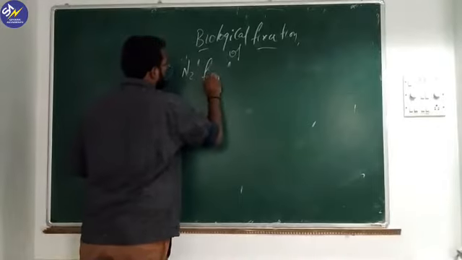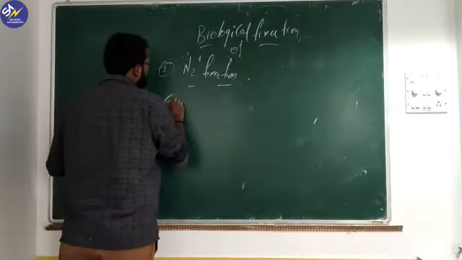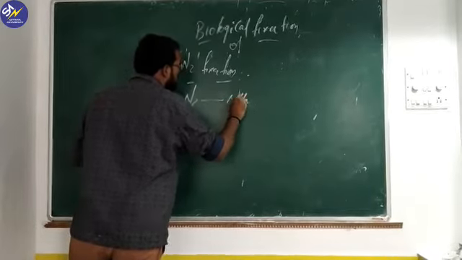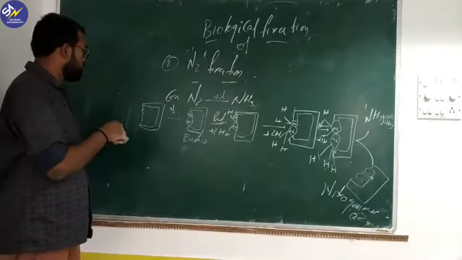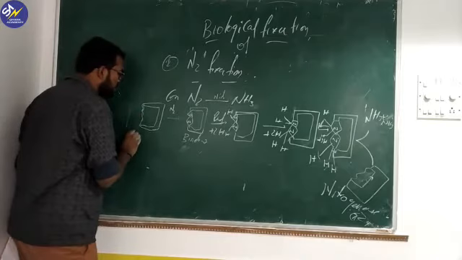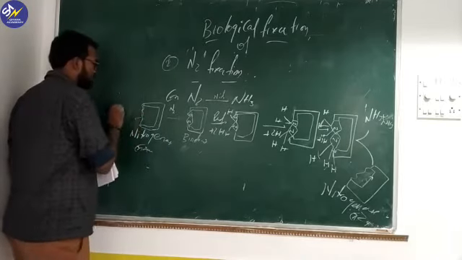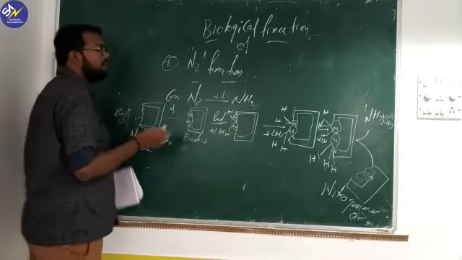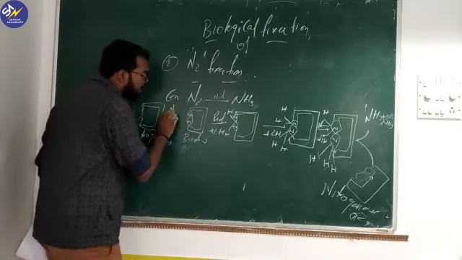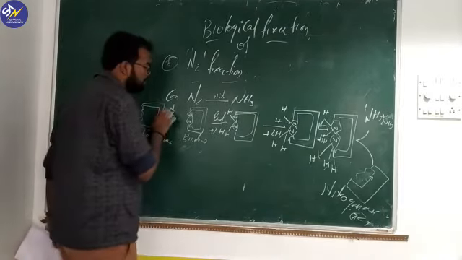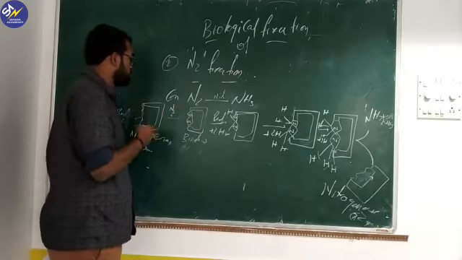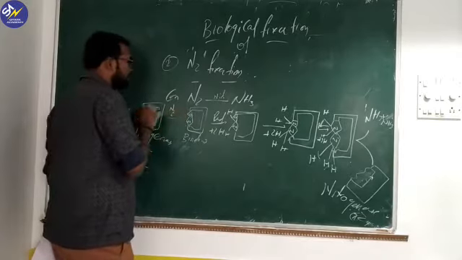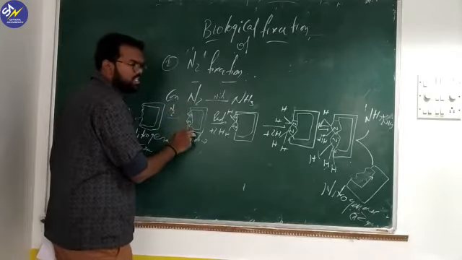N2 fixation: conversion of N2 to NH3 is called N2 fixation. Now for example, this is the nitrogenase enzyme. This is called the binding site. It will be cleaved by the attack of N2, which supplements the plant absorbing the N2. This nitrogenase enzyme will form a binding with the nitrogen. First, it's a binding substrate.